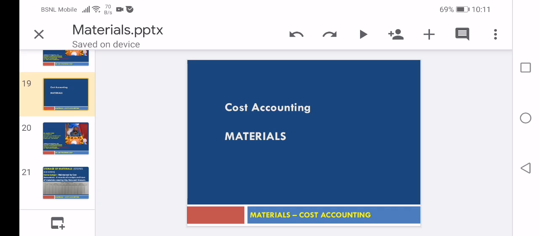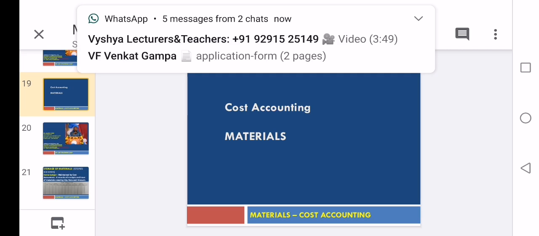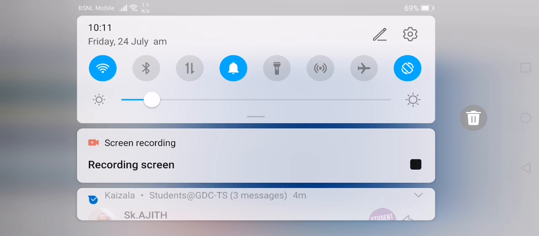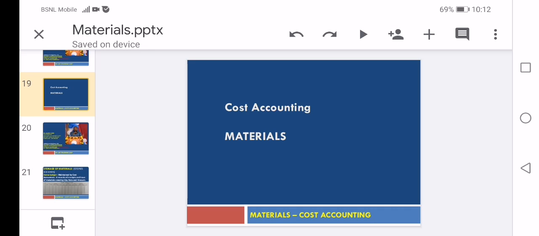This is session 2 on materials topic, cost accounting. This topic on materials is applicable to courses BCom, BBA, MCom, MBA. Those who are pursuing professional courses like CA, ICWA, CS can also make use of this presentation to learn basics on materials management.